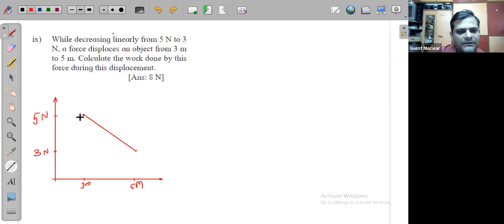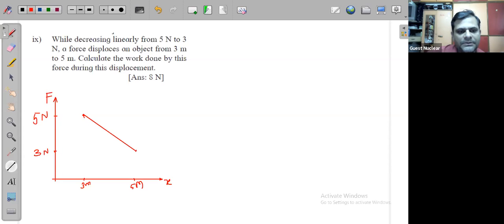This is the graph between force and displacement. We can just see here, and we want to find out the work done. Okay, so work done by this force during this displacement. So how can we get that? We already seen in the theory that the work done by the force is always equal to the area under the curve, area under the force and displacement graph. तो force और displacement के बीच में जो ग्राफ बनता है, तो उसका अगर हमने एरिया निकाल के दिखाया तो that area will give us the work done indirectly.